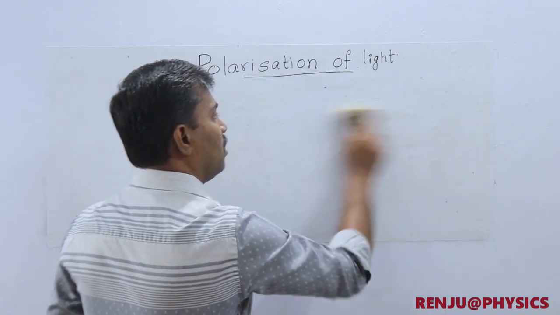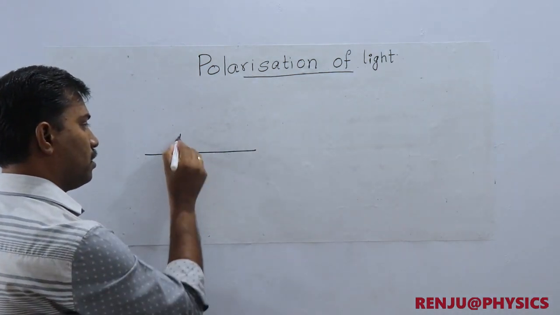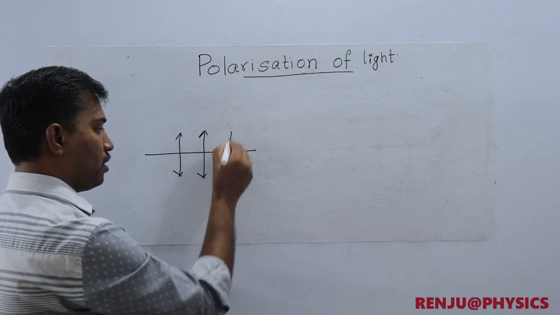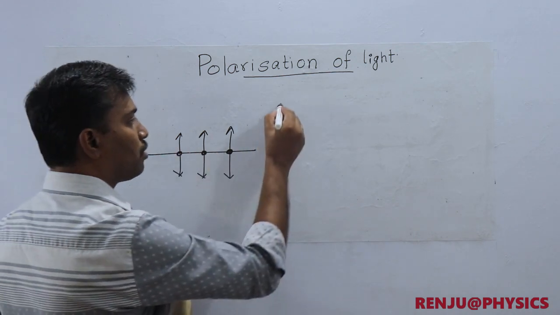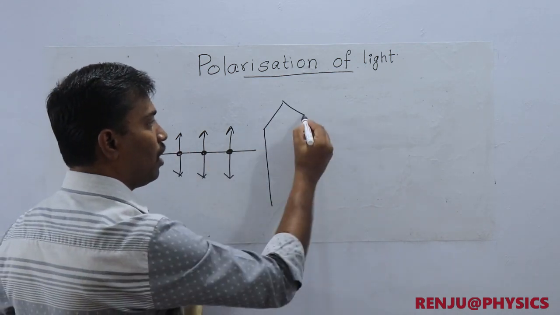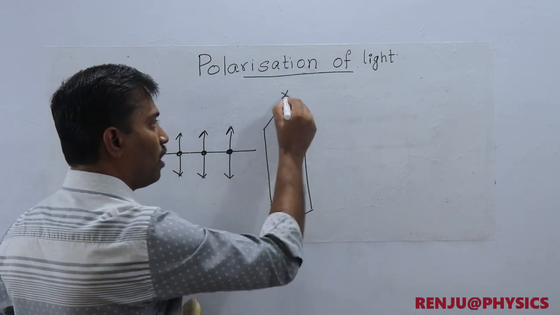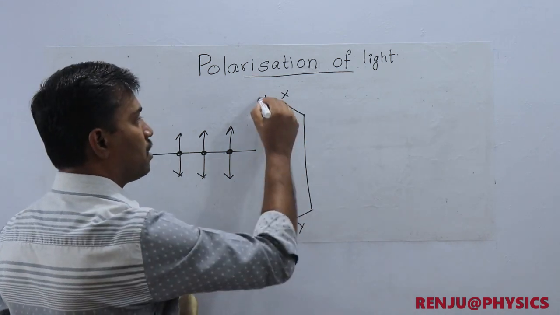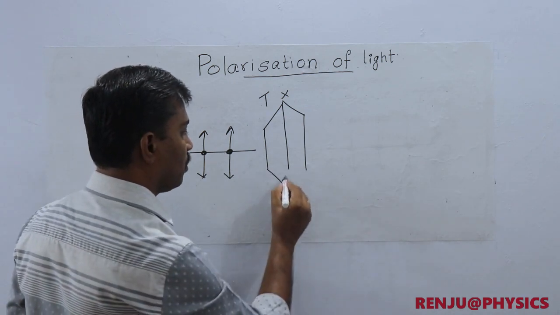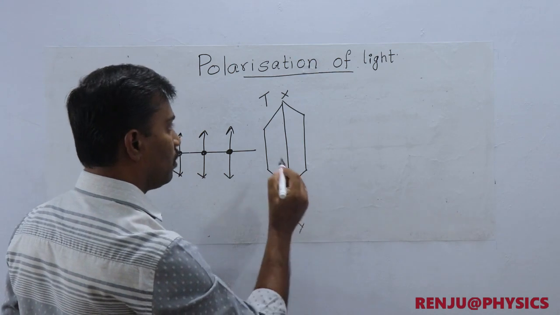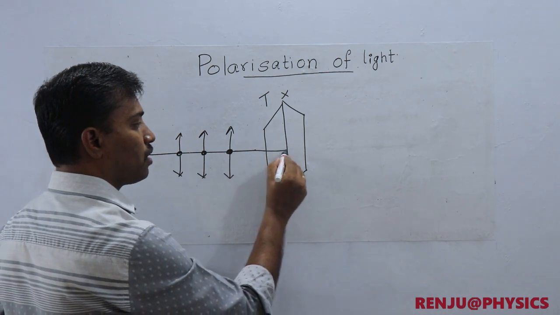This is an unpolarized light. It passes through a crystal. This is a crystal like a tourmaline or calcite crystal, and this is the crystallographic axis. Here XY is the crystallographic axis, and this is the first crystal. So this unpolarized light is passed through this crystal.